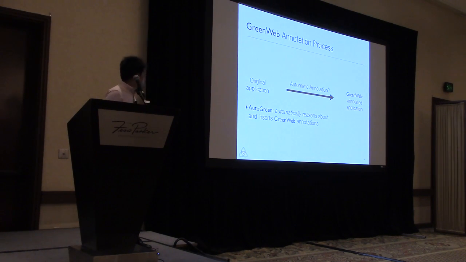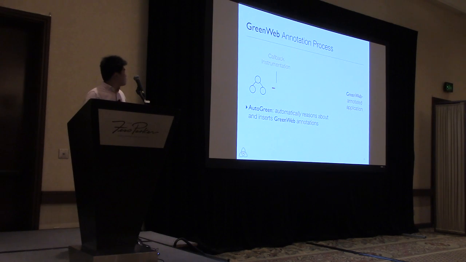So we developed a system called AlBassam, which reasons about and then automatically inserts GreenWeb annotations for you. In the paper, you can find implementation details about AlBassam, but due to time limit, I'm only going to show you a high-level overview of how AlBassam works. The way it works is that first of all, it has to translate the original web application into a DOM tree. You can think of the DOM tree as a tree representation of the original web application, where each node on the tree corresponds to a particular element.